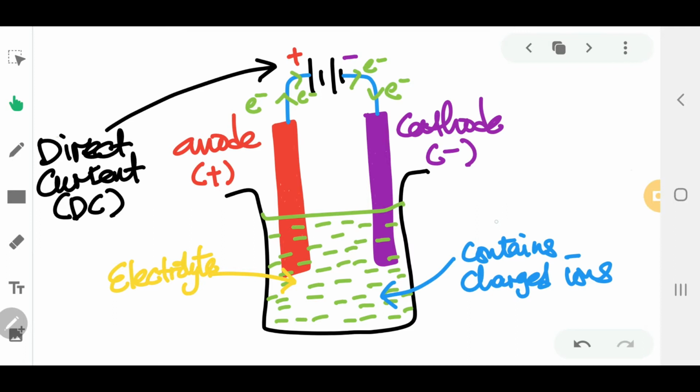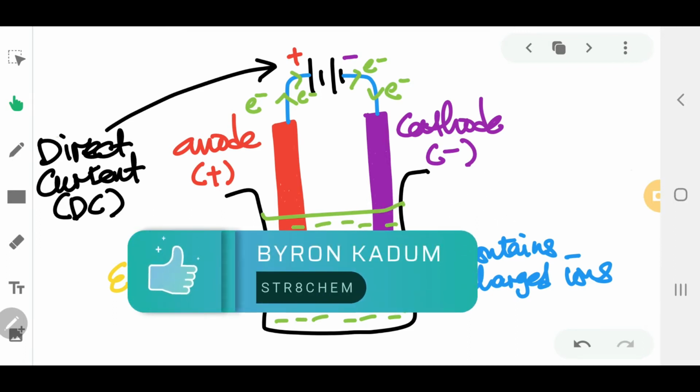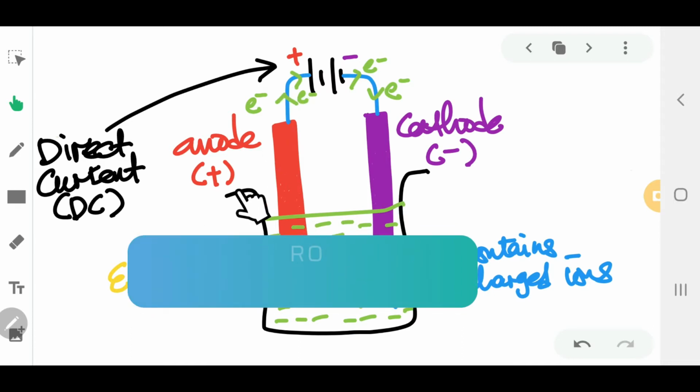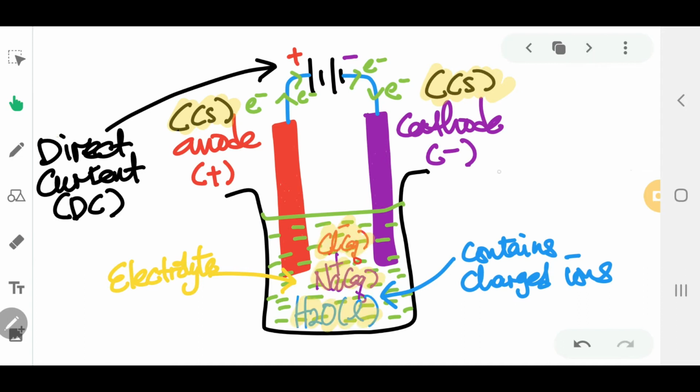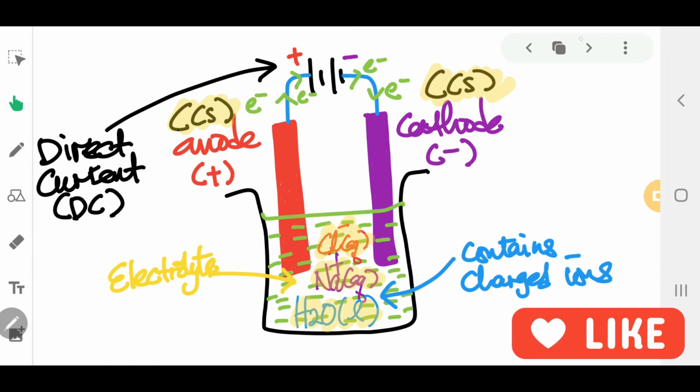So this is the diagram of the electrolytic cell. You have the anode terminal over here, the positive terminal, and the cathode terminal, which is the negative terminal, immersed in the electrolytes that will be containing the charged ions. So we have the solid carbon electrodes, inert electrodes, on both terminals. And you're going to have the electrolytes, Cl minus aqueous, Na plus aqueous, and water liquid inside these electrolytes.